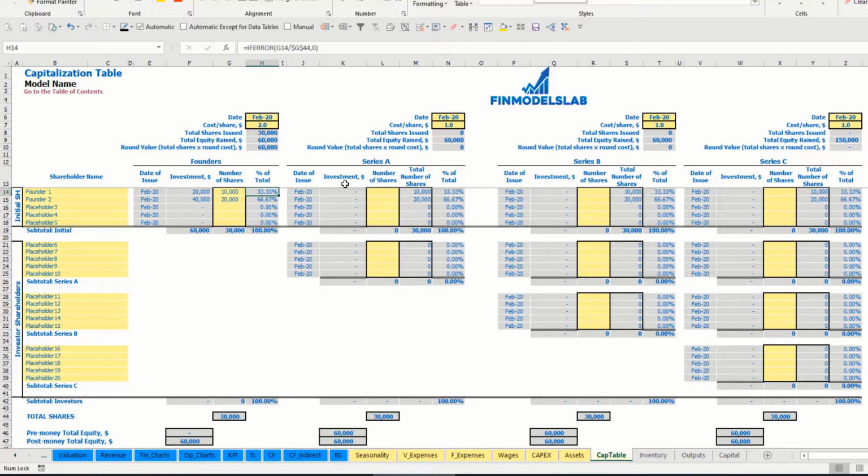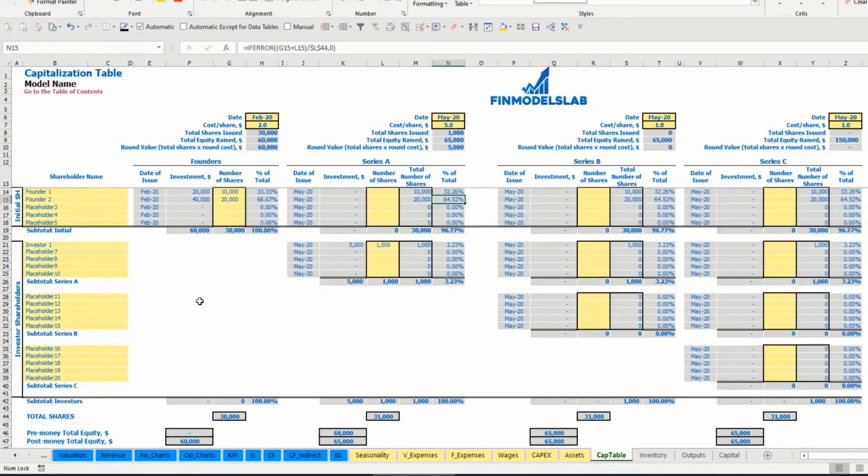So let's pretend that for Series A we have one investor and the date of issuance is May. Cost per share is $5 per share and number of shares is 1,000. So total amount of investment will be $5,000. You may see that before the Series A total equity was $60,000, after $65,000, and investor 1 will have 3.23% of shares, and the shares of founder 1 and founder 2 also diluted, 32.26 and 64.52%.